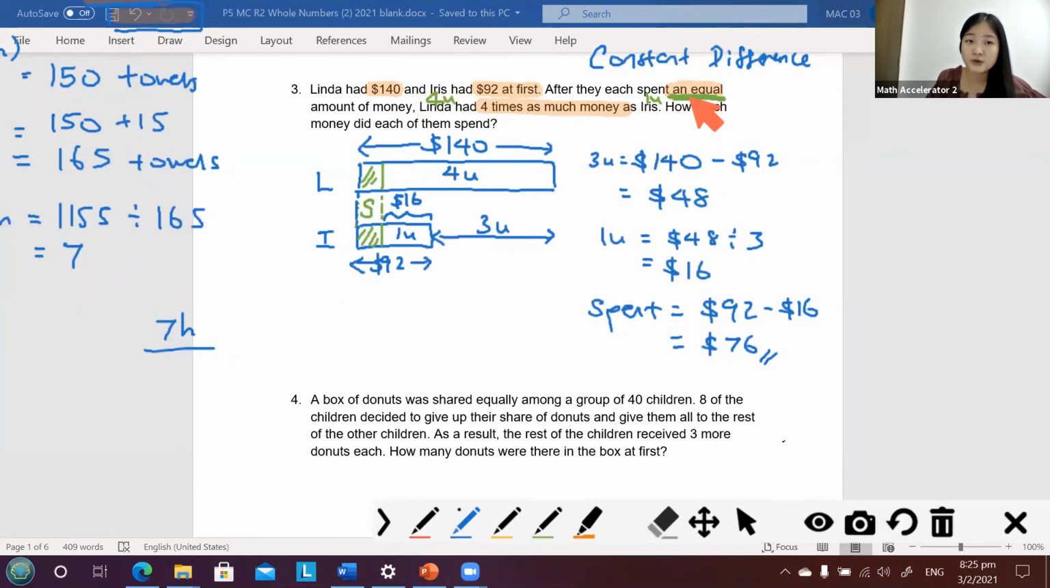Because if you spend an equal amount of money, nothing will change in the difference. So if your difference is 3 units, for example here, it will still remain as 3 units even after you spend an equal amount of money. The 140 minus 92 at the start, the $48, will always be the same difference if an equal amount of money is being spent or given to them.